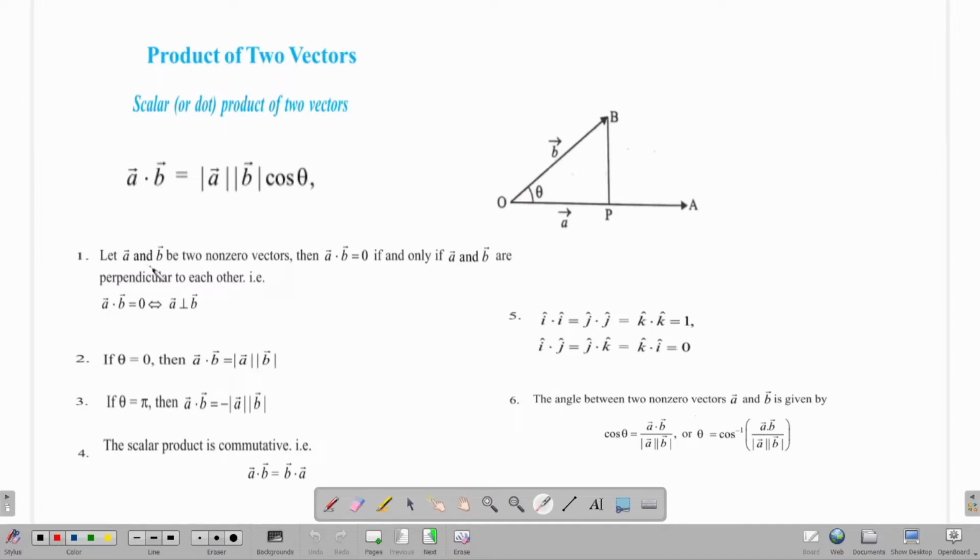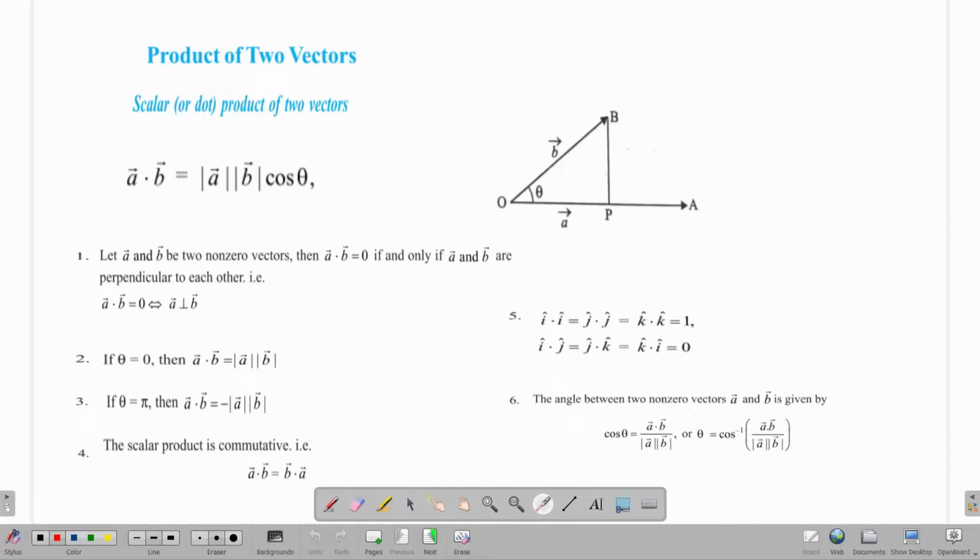Now, let A and B be two non-zero vectors. Then A dot B is 0 if and only if A and B are perpendicular to each other. That means the angle between these two vectors is 90 degrees, then cos 90 is 0. So in that case, A dot B is 0. So the condition for perpendicularity is A dot B is 0.